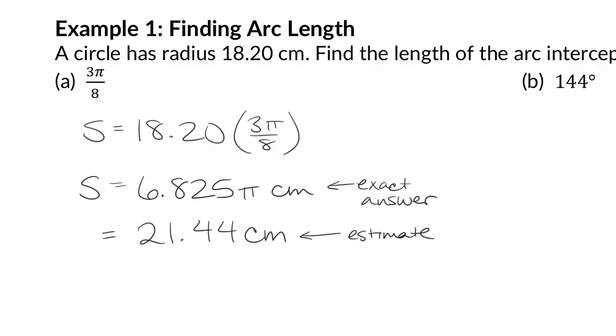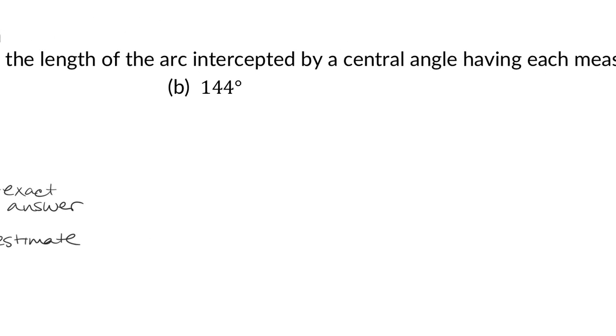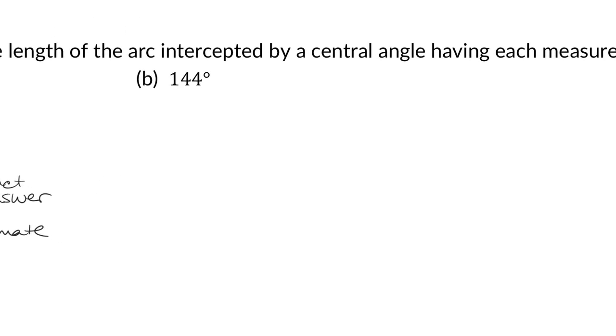If we look at the second part, we're going to keep the same circle, so it still has a radius of 18.2. However, this time we're using an angle measurement of 144 degrees. Problem, it says degrees. We have to use what in this formula? Radians. So the first thing I'm going to do is I'm going to switch 144 degrees into radians. What's that conversion factor we learned last class, converting from radian to degree?